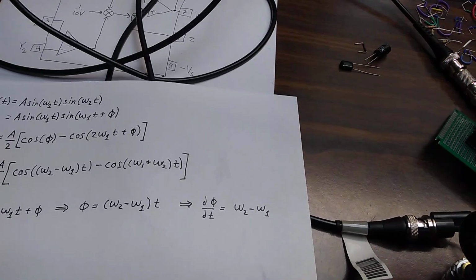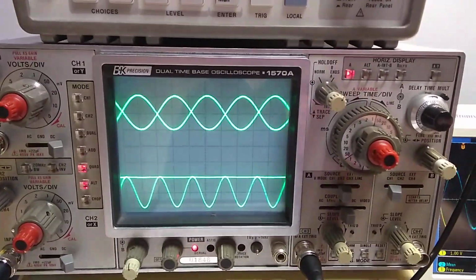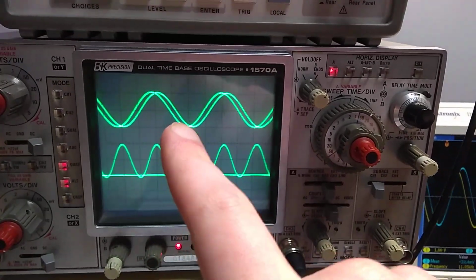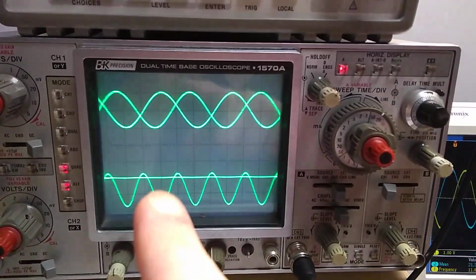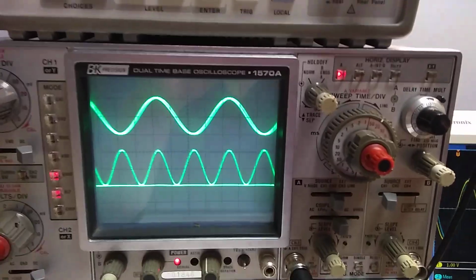Omega 2 and omega 1 are constants. And that's kind of what we see here. The phi is just the phase difference between these two sine waves, and we just saw that it's supposed to be changing at a constant rate, assuming that these two frequencies are constant, which they are.